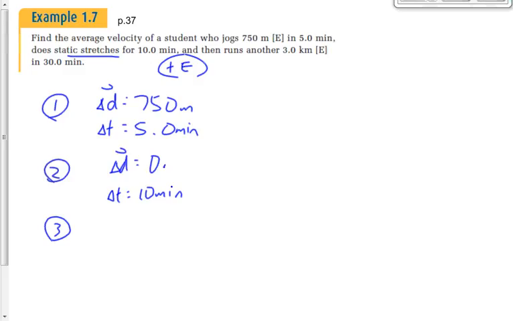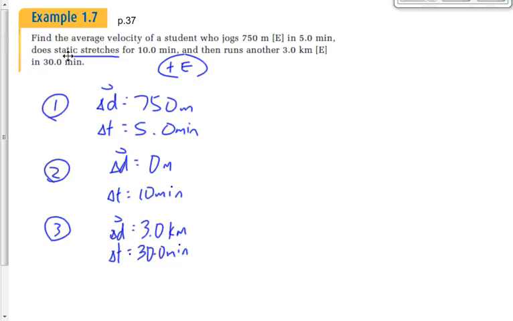Because he stopped. And then, of course, in the third stage, we've got a displacement still to the east, so still positive, 3 kilometers in a time of 30 minutes. All right. Before we write down an equation, before we plug numbers into that equation, what stands out here? What stands out here as being something that maybe we need to deal with before we worry about an equation?